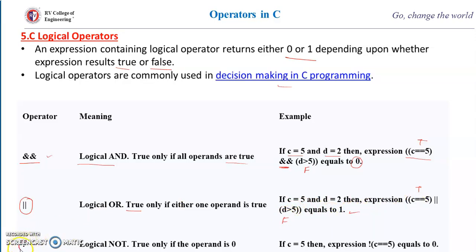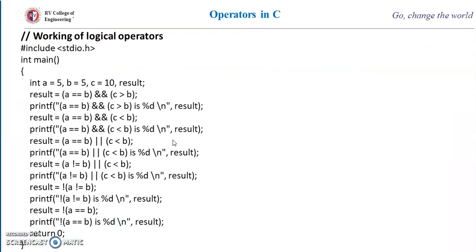This symbol is used for logical NOT, and this will be true only if the operand is 0. When the operand is 0, the result will be 1; when the operand is 1, it will be 0. If C is equal to 5, then the logical NOT of this expression will be false, and the logical NOT of its negation will be true. One more thing to remember: any non-zero value will be true. Other than 0, all non-zero values are true. For example, if A is equal to 5, it will be considered a true value only.